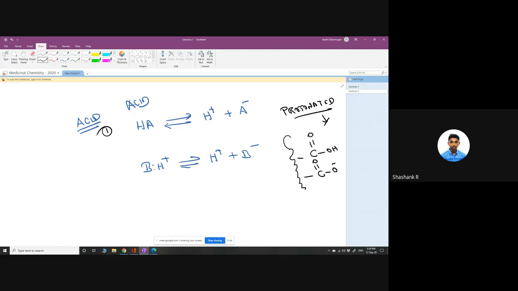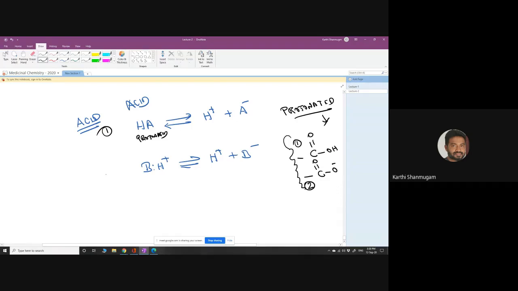Yes, sir. The first structure with the OH group is the protonated form, and the second one is deprotonated, right? If you apply the same thing to the first equation, which one is in its protonated state? HA, sir. So we can say this is protonated, right?